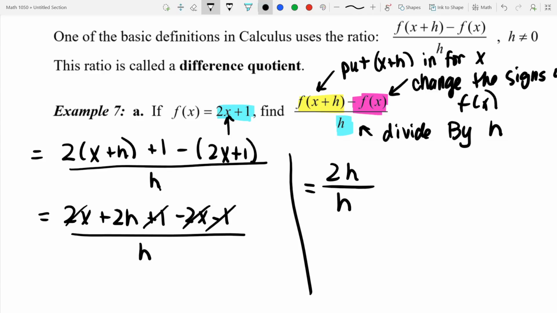Knowing how to cancel correctly is so important, okay? Everybody in the room tell me, can I cancel those h's, yes or no? I can. I call them free. If something's just multiplied by something else, it's free. You can cancel it. It's free to be canceled.